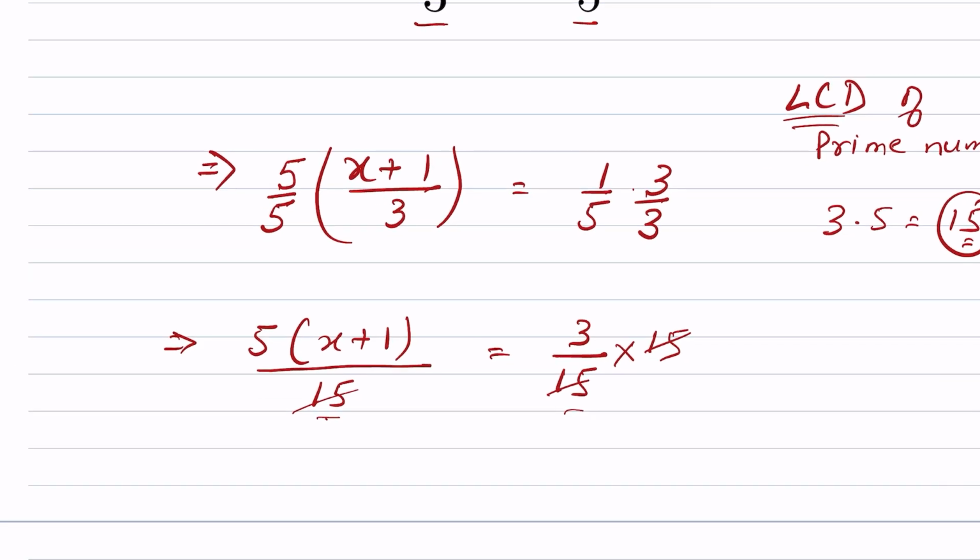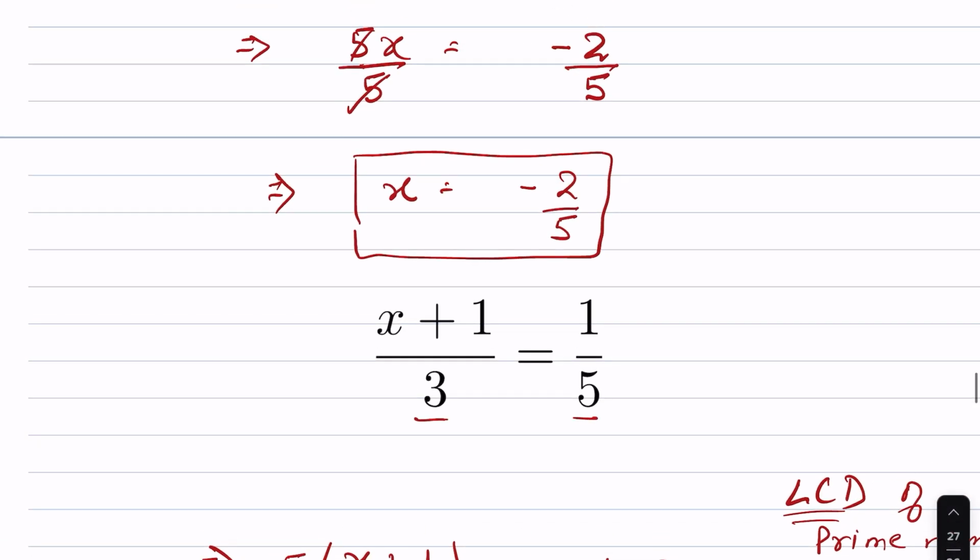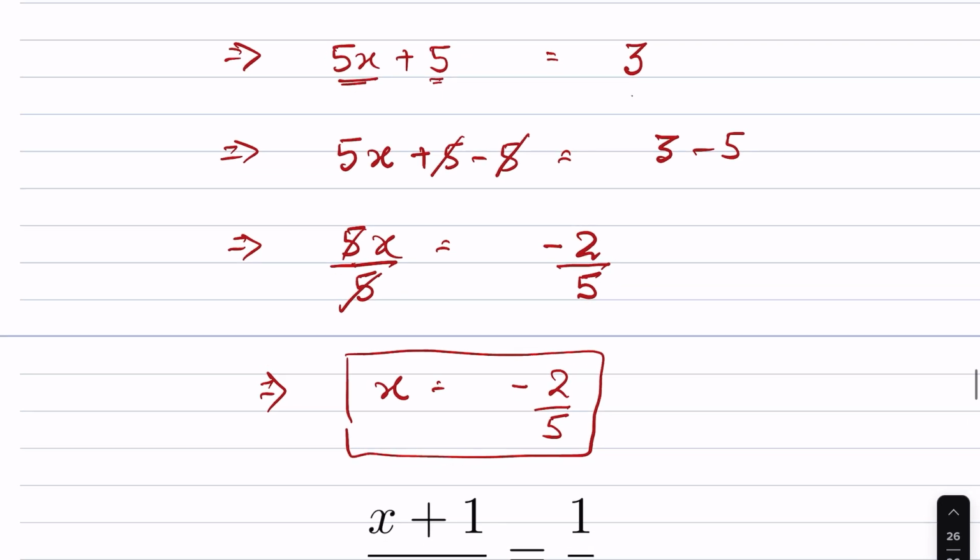So what we did here, we found the common denominator. Now it's like 5x + 5 is equal to 3. Same step that we did here. 5x + 5 is equal to 3. So the answer will be minus 2/5.